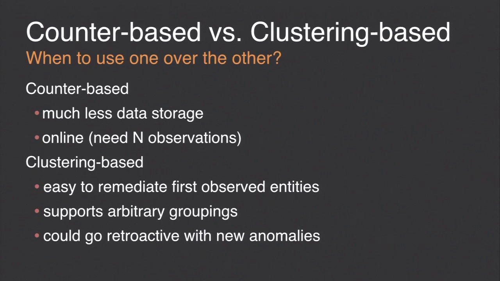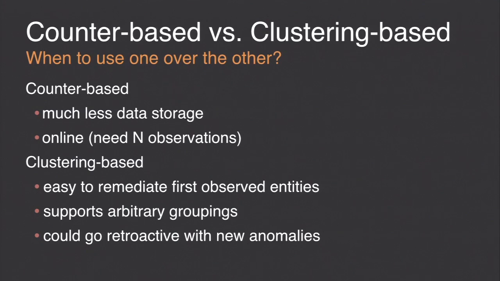For example, if we don't have a lot of storage, then counter-based anomaly detection is probably the choice because we can only store, like, 2 counters instead of everything. And it also has an advantage of being online, meaning after n observations, we already know the anomaly and can do remediation right afterwards.